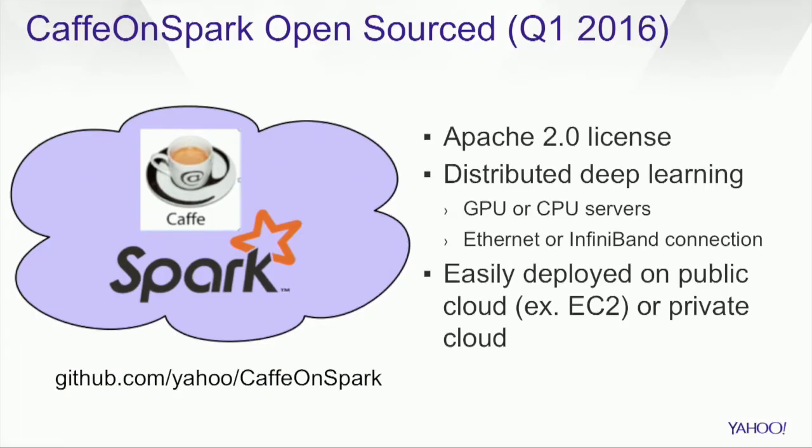Most of you know that CaffeOnSpark was open sourced in Q1 2016 under the Apache 2.0 license. This is the first distributed deep learning open source software from Yahoo, and it supports GPUs as well as CPUs, and it works on Ethernet and InfiniBand. Now, this could be deployed on your private cloud very easily, and we have an EC2 image too.